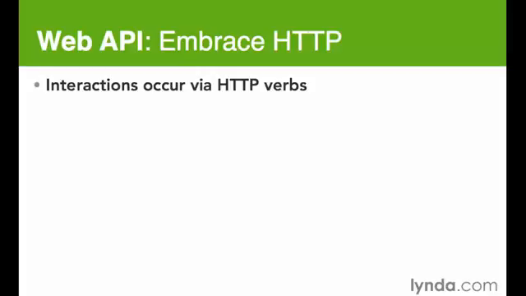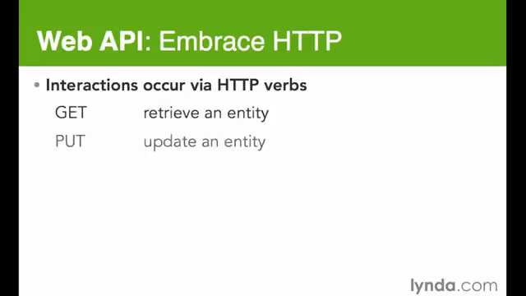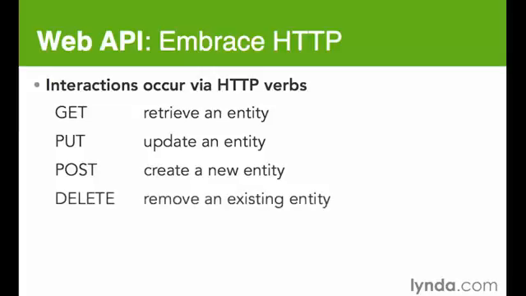Using this approach, each of the standard HTTP verbs, get, put, post, and delete, correspond to an action that you can take on an entity. For instance, a get indicates a request to retrieve an entity. A put indicates a request to update an existing entity. A post indicates a request to create a new entity. And finally, a delete indicates a request to remove an existing entity from the system. ASP.NET 5 makes it really easy to expose your model as a web API.